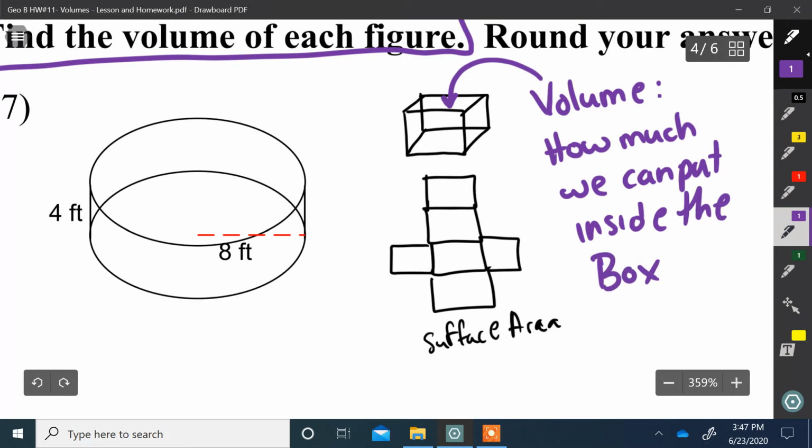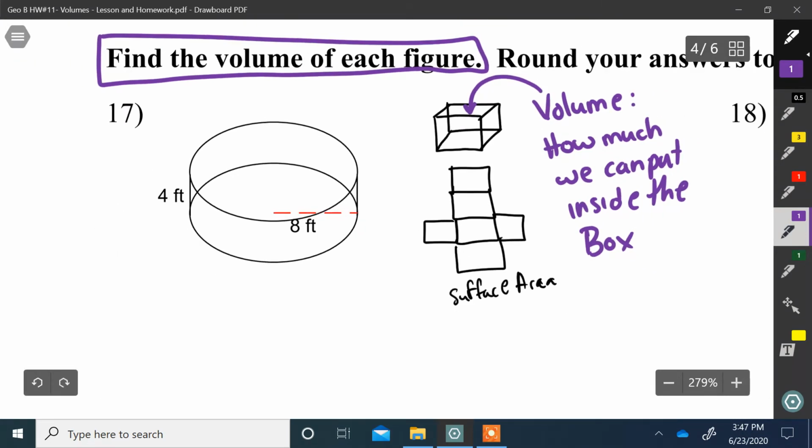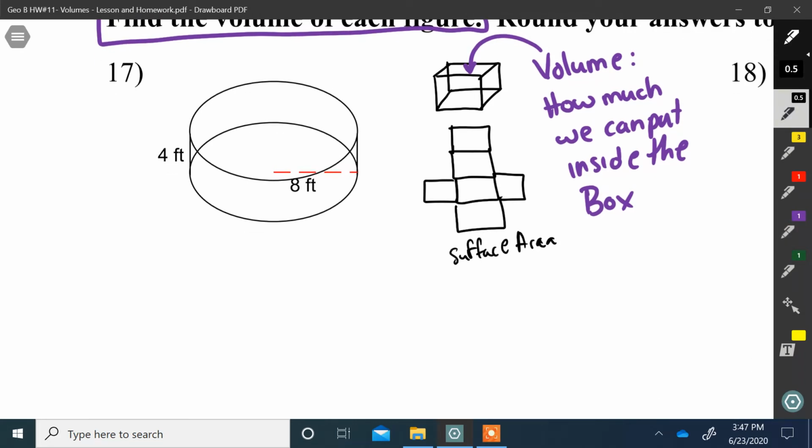Okay, that's what volume is. So if you have a cylinder like this, how much can I put inside that cylinder? Consider that if you have a tank and you fill it with water, you will consider the volume of that cylinder to know how much water you can actually put in it. So that is the main difference between surface area and volume.